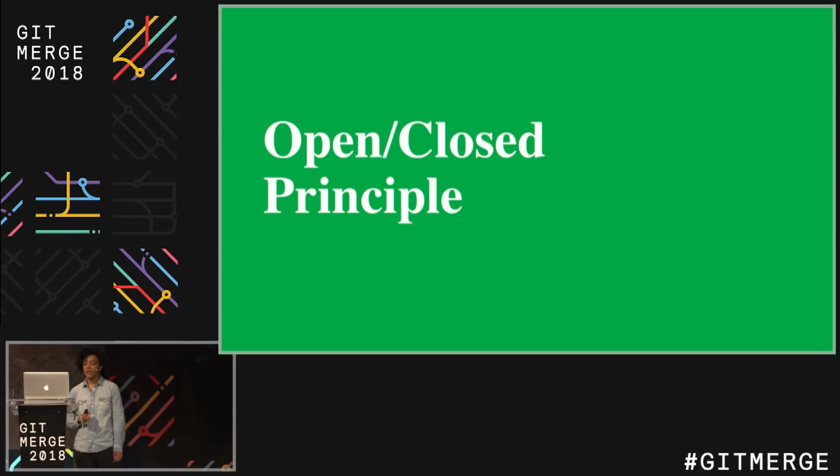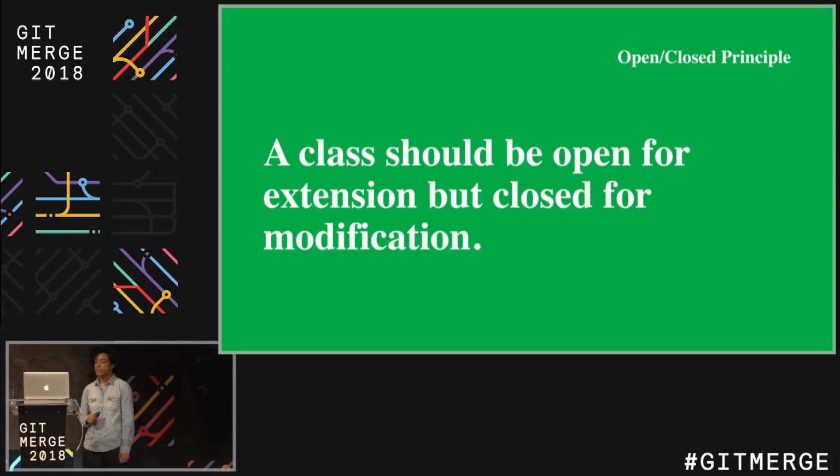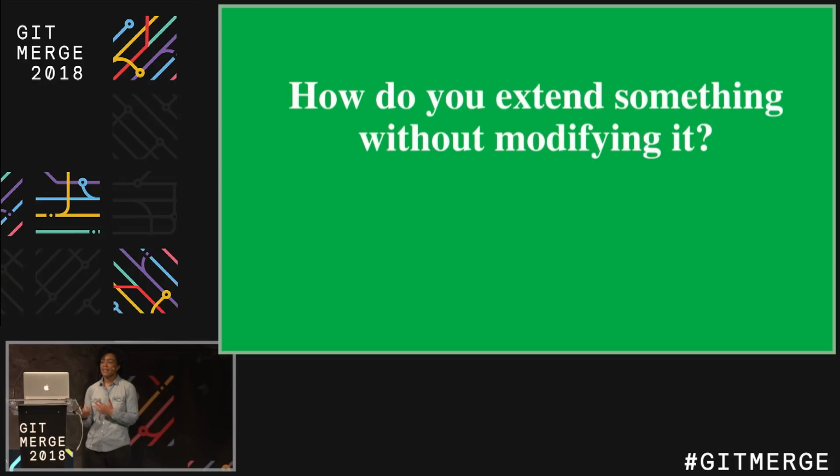So, the next SOLID principle is the open-closed principle. A class should be open for extension, but closed for modification. This is one of those principles that sounds really simple, but was actually really confusing to me, because I didn't understand how you could extend something without modifying it. It's like saying you should be able to change this thing without actually changing it. So I didn't really get it.